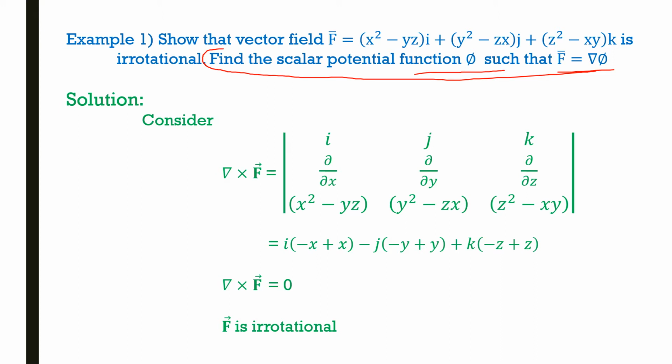But once again, let us recall how to show the given field is irrotational. To show the given field is irrotational, we have to show that del cross F bar is equal to 0. Now consider del cross F bar. This is the determinant with i, j, k; del by del x, del by del y, del by del z; and f1, f2, f3. So just replace the values of f1, f2 and f3.